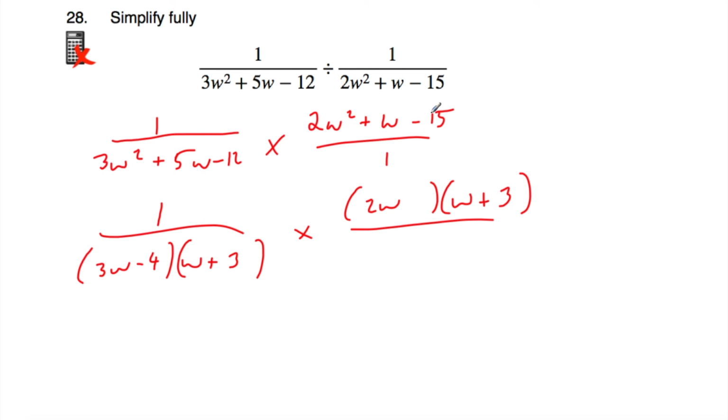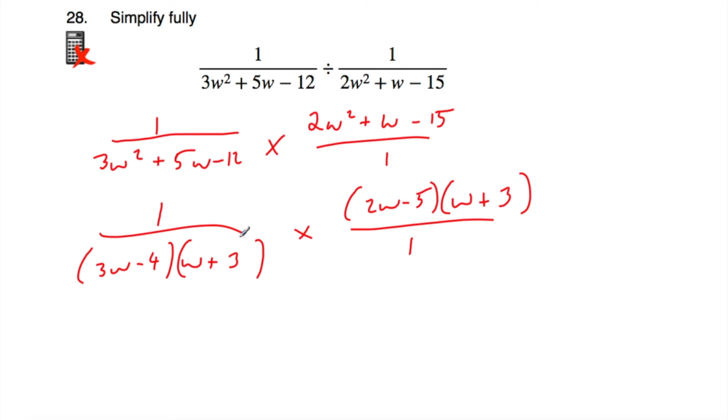So we want to find two numbers that multiply together to be minus 15, so we have minus 5 there. Let's see if that works. 2w times w is 2w squared, 2w times 3 is 6w, and w times minus 5 is minus 5w. We simplify that, you get 1w or plus w, and then minus 5 times 3 is minus 15. So that's fantastic. And now we've got that over 1.